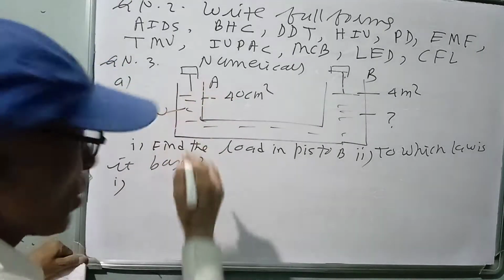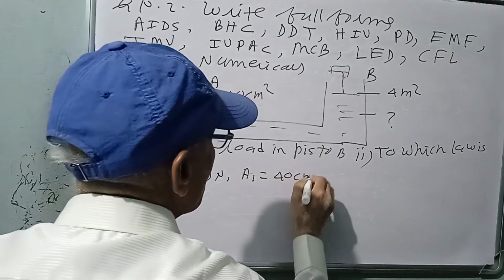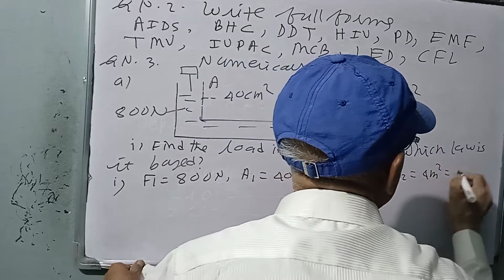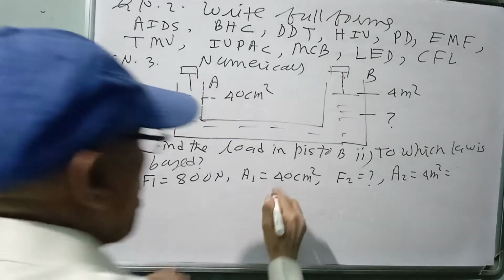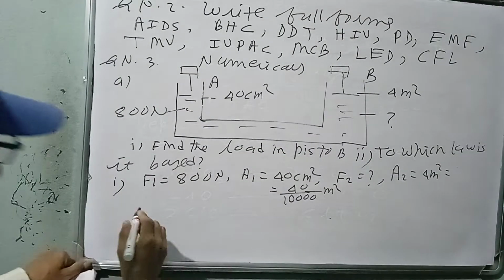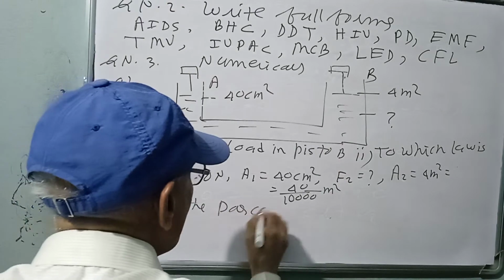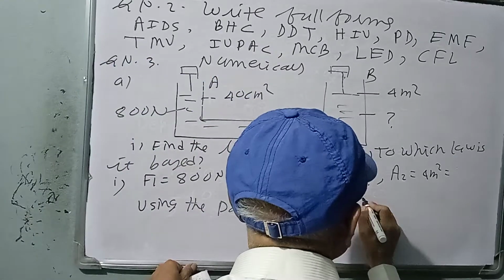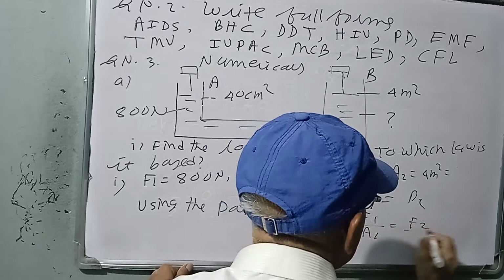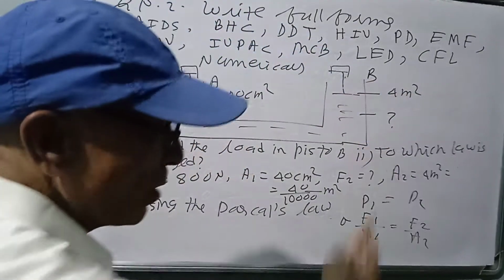Solution: this one is A. F1 is 800 newton, A1 is 40 centimeter square. F2 is what? A2 is 4 square meter. You have to change it into the SI system, 40 divided by 10,000, into square meter. Using Pascal's law, P1 equals P2, pressure is equal, or F1 upon A1 equals F2 upon A2. F1, A1 and A2 are given, F2 is unknown.